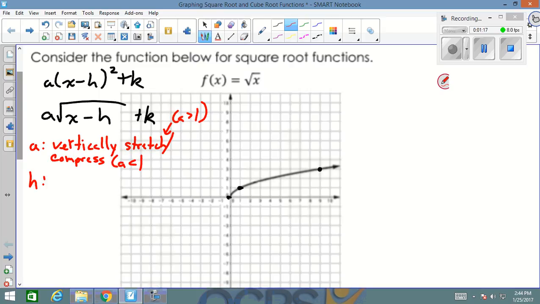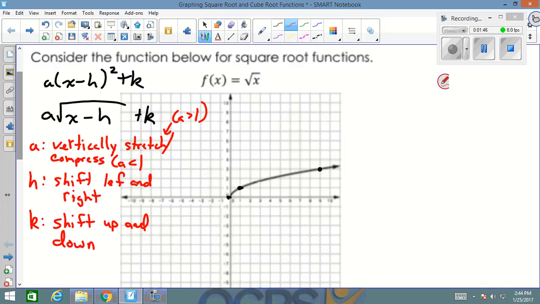Remember, H shifts left and right. It's opposite of what you think it is. So if it's positive, it's going to shift to the left, towards the negative. If it's negative, it's going to shift to the right. And then K will shift our function up and down, and that one's true, right? If K is positive, then it's going to go up. If K is negative, then it's going to go down.